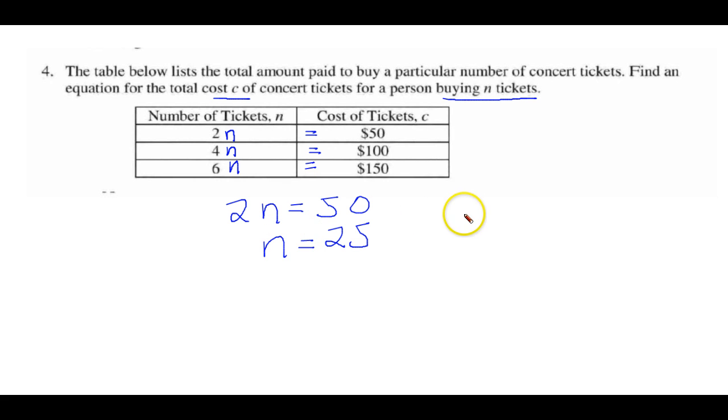So what is the cost? Well, the cost, which would be C in a sense, is equal to 25n. And that's what this works out to be. So this is the number of tickets, this is the cost of each ticket, and then this is the total cost. Cost per ticket, number of tickets, total cost.